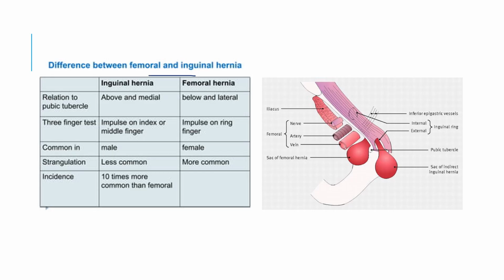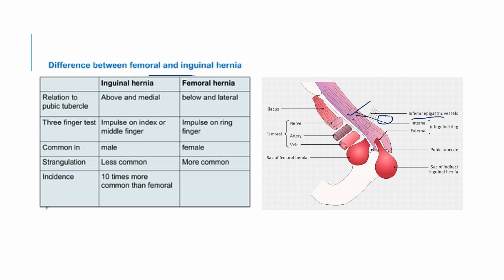Now coming to the difference between femoral and inguinal hernia. You have these landmarks: the inferior epigastric vessel, and lateral to it the deep inguinal ring, through which the indirect inguinal hernia comes. Directly from the posterior wall defect comes the direct inguinal hernia. So here is your direct inguinal hernia, here is your indirect inguinal hernia. What is a femoral hernia?